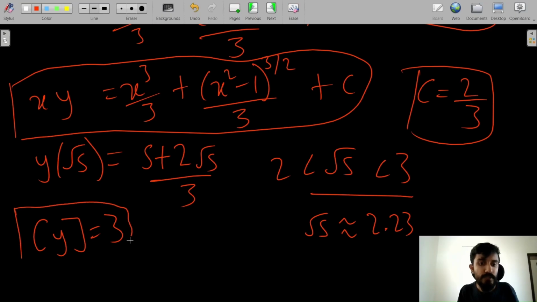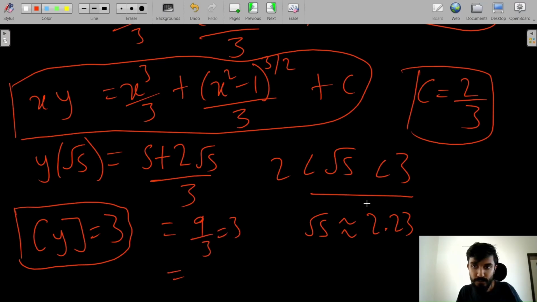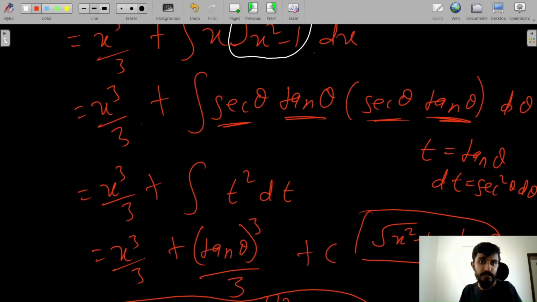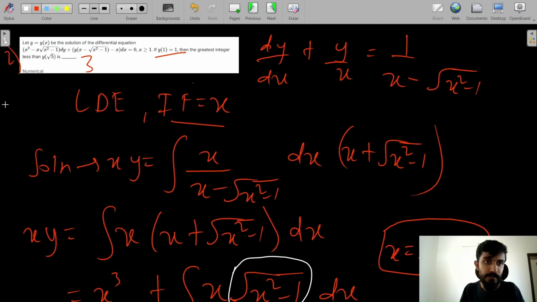Okay, if you don't have an idea about this, even if you substitute root 5 as 2, you will get 9 by 3, which is equal to 3. If root 5 is equal to 3, you will get 11 by 3. In both cases, greatest integer value is still 3. So it's a no-brainer here. So answer has to be 3. It took me 3 minutes 23 seconds to solve this question.